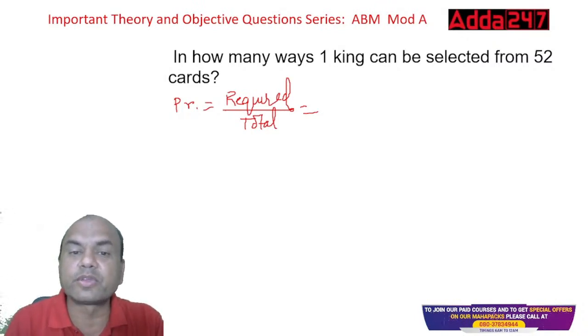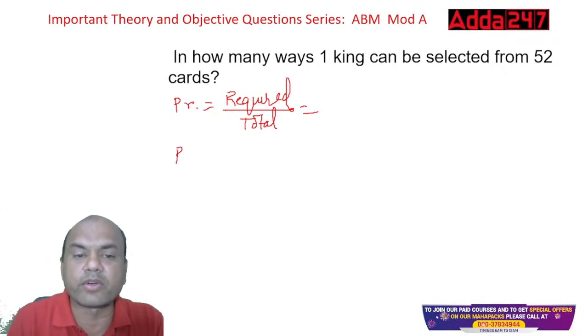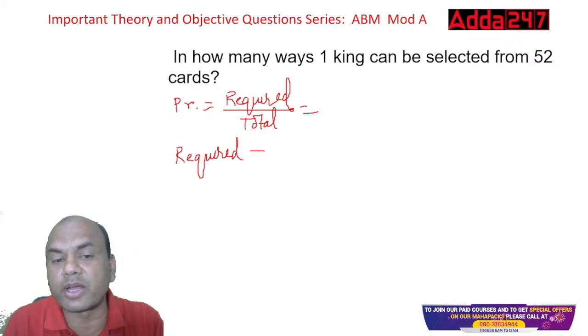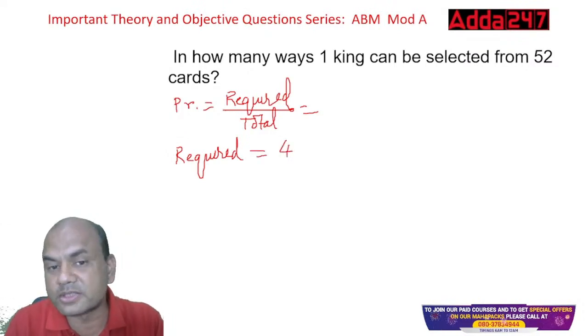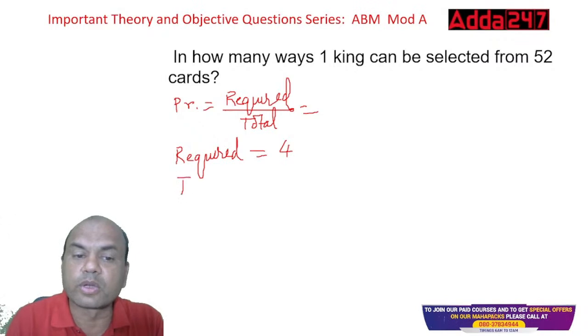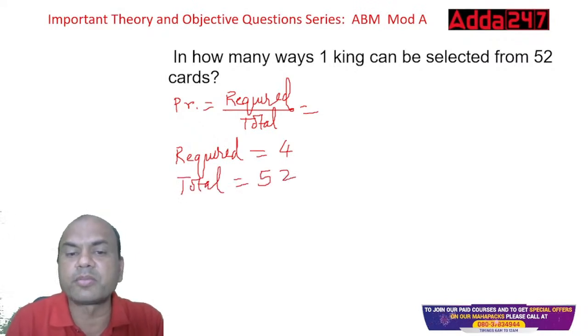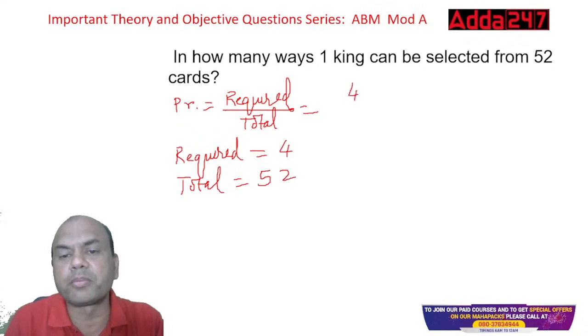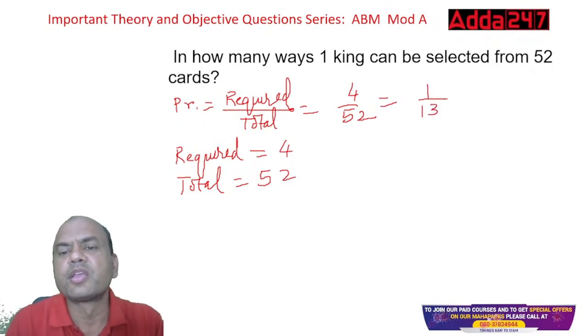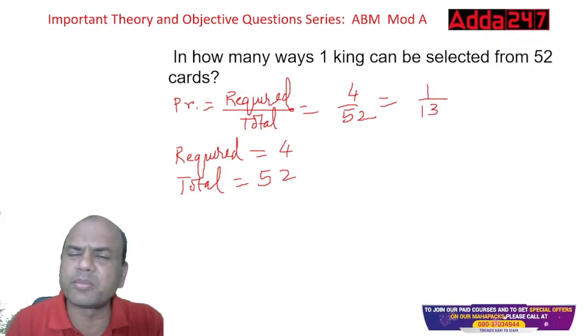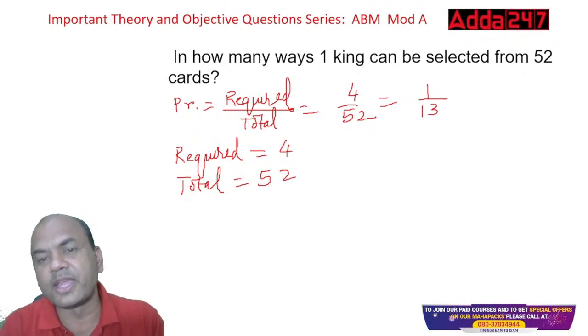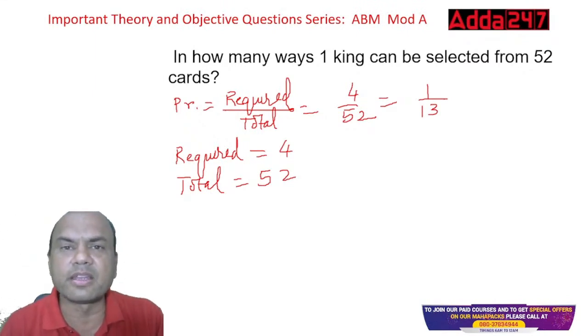So what is required for me? It means what are the chances of getting what is required. There are 4 chances, 4 kings. What is the total? The total is 52 cards. So what is my answer? 4 upon 52, so 1 upon 13. That is the probability. You can find it in decimals or keep it this way. In the exam, you divide 1 by 13 and you'll get the answer.